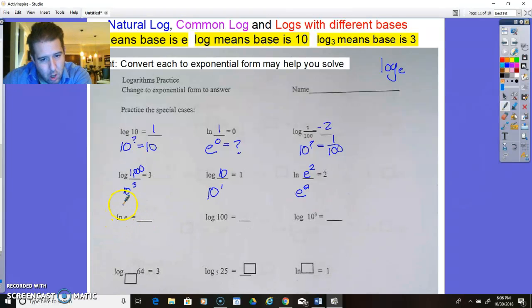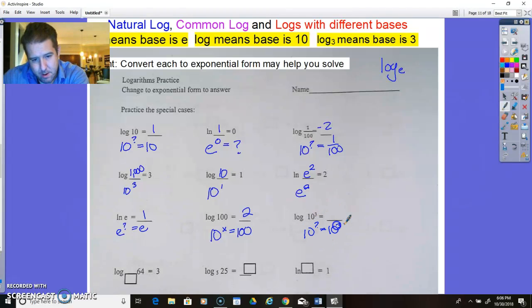So natural log, let's see. This is natural log of e, so that's e to the what power is e, and that would be 1. That's kind of the same thing. I think we already had that question. No, we haven't, actually. Never mind. It comes up later. So this is 10 to the what power is 100, and that would be 2. This is 10 to the what power is 10 to the 3rd power? Well, that would be 3.